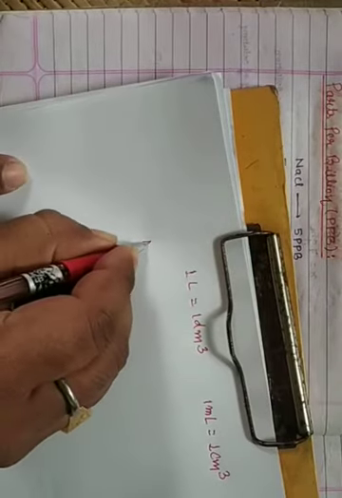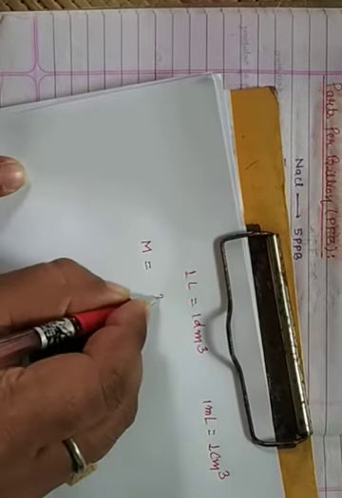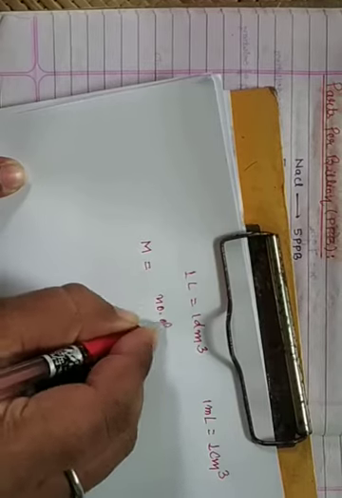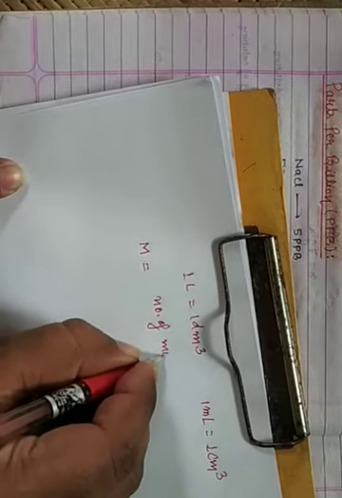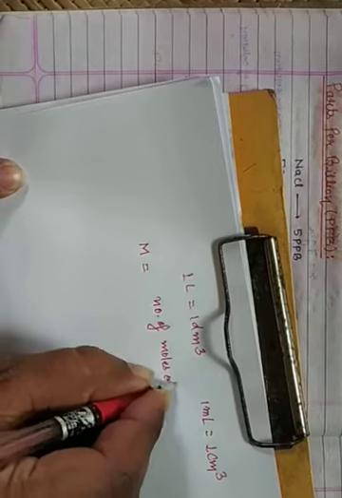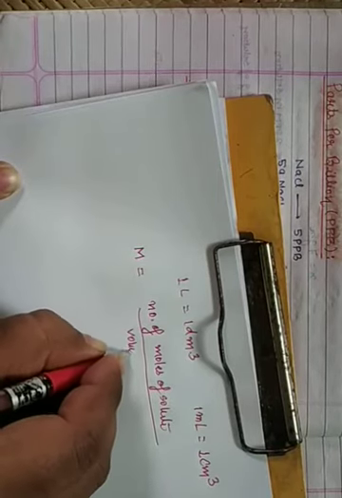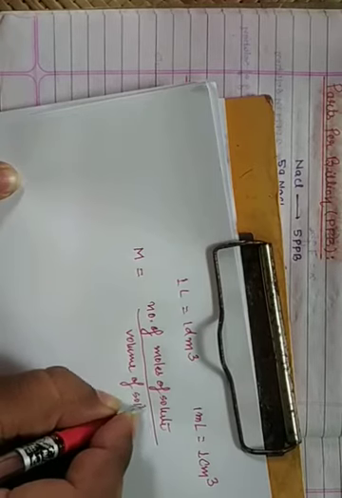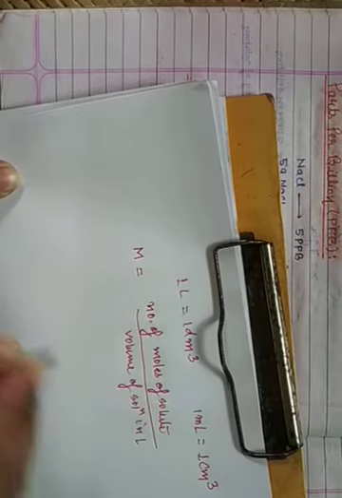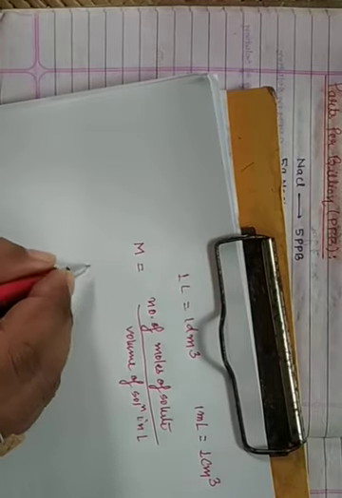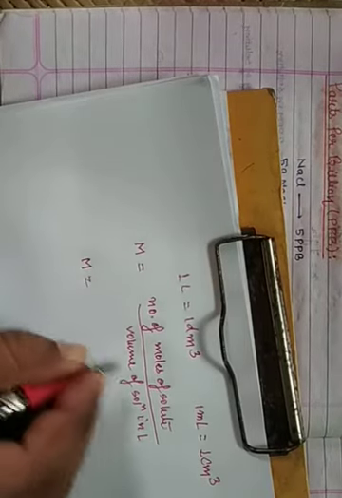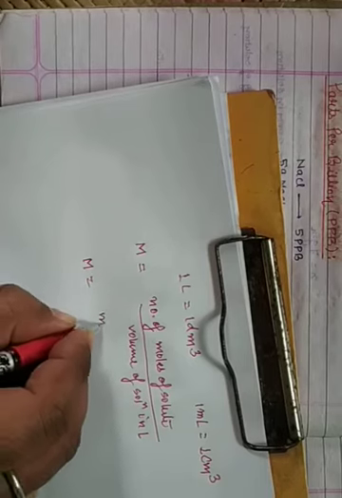Okay, now what is the formula of molarity? It is represented by capital M. It means number of moles of solute divided by volume of solution in liter.